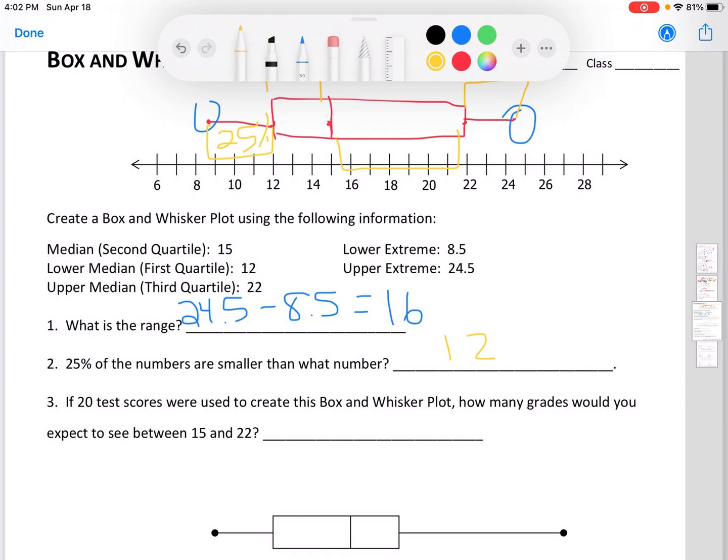If 20 test scores were used to create the box and whisker plot, how many grades would you expect to see between 15 and 22? So 15 and 22, that's one section, so 20 divided by 4, because there are 4 equal sections, 5 grades is what I expect to see.